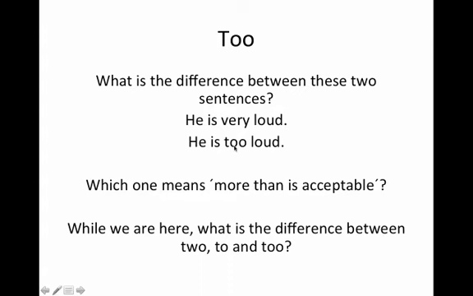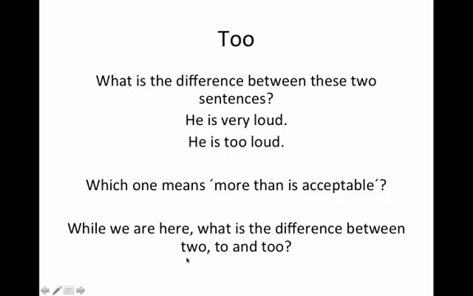Too means more than is acceptable or more than is okay. So obviously he is too loud means he's too loud for the situation. He's louder than would be appropriate. Whereas very loud is an observation. It could be a criticism, but it's more of an observation.